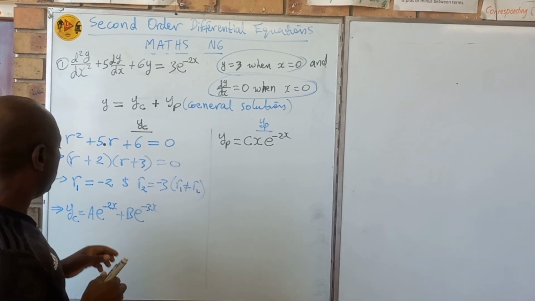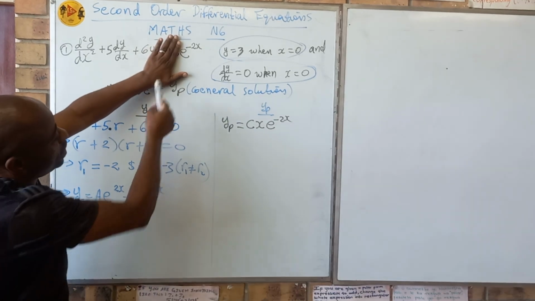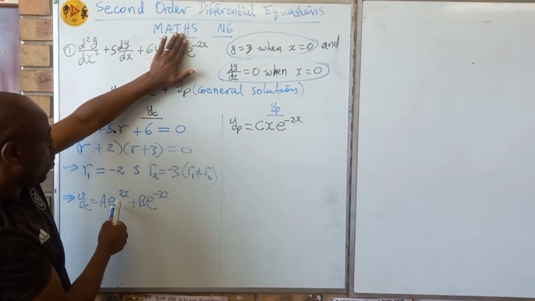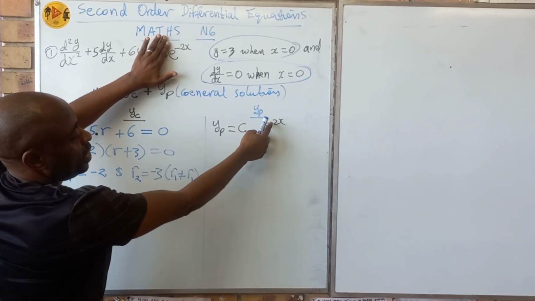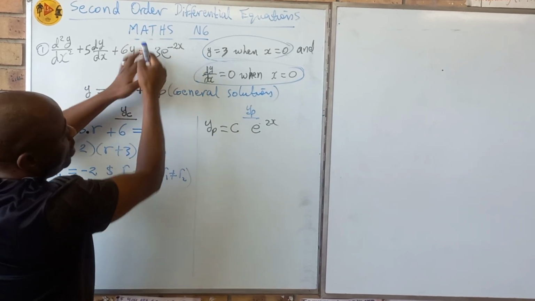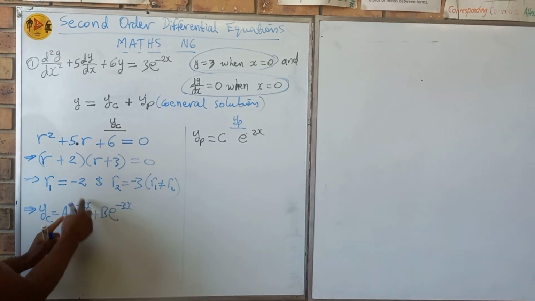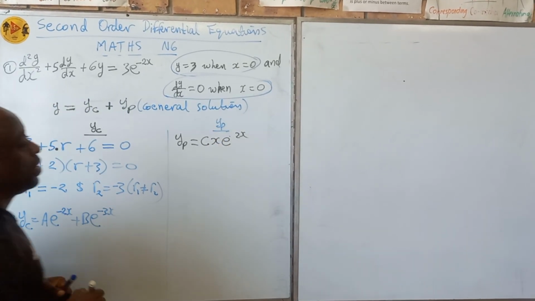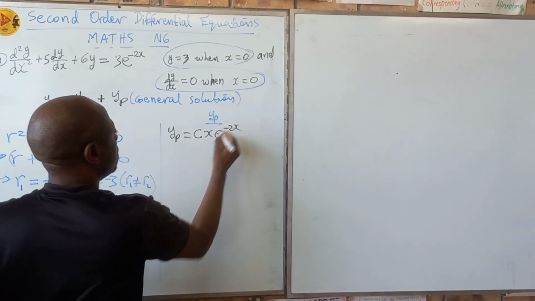So if, for example, this was a positive, then you see that when I search e to the power negative 2x, it won't appear here. And once it doesn't appear, the x will not be part of it. I'll just get c e to the power 2x. But immediately I look for this e to the power negative 2x, I see it appearing exactly in YC. Then my choice for YP becomes like that.